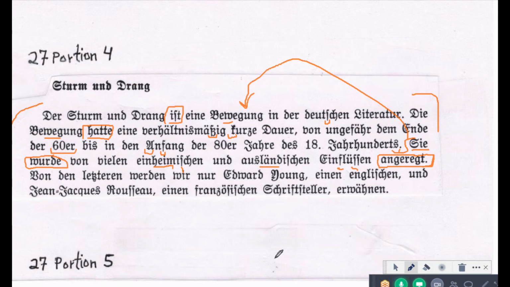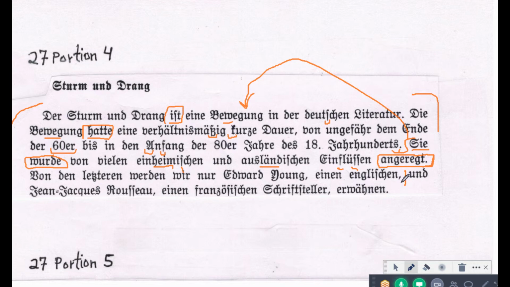Do you want to do that sentence? Sure. It was inspired by many indigenous and foreign influences. Great. Von den letzteren werden wir nur Edward Young, einen Englischen, und Jean-Jacques Rousseau, einen französischen Schriftsteller, erwähnen.